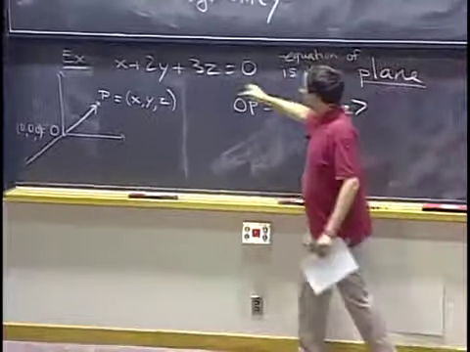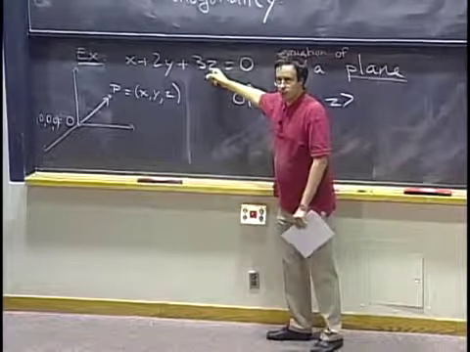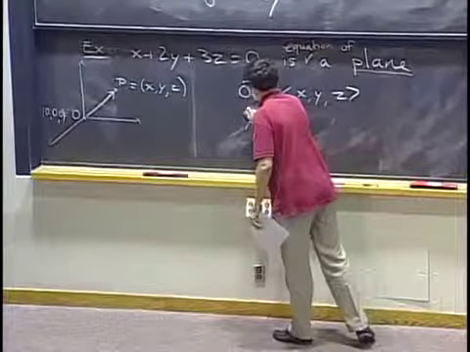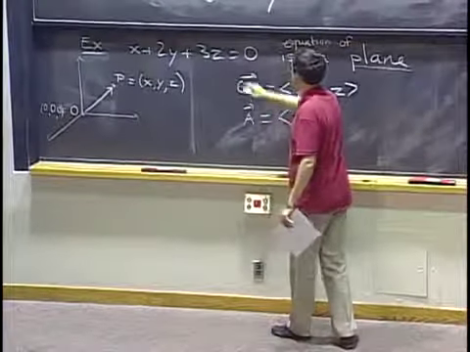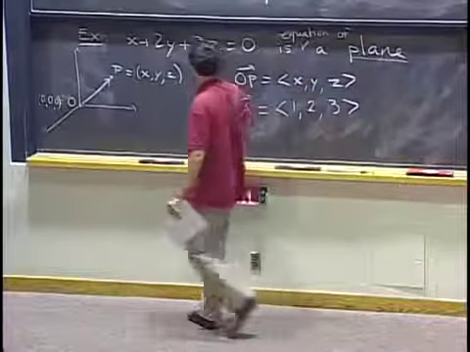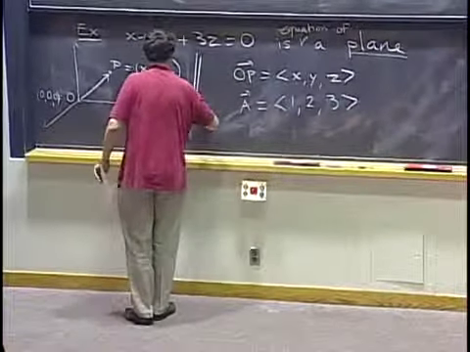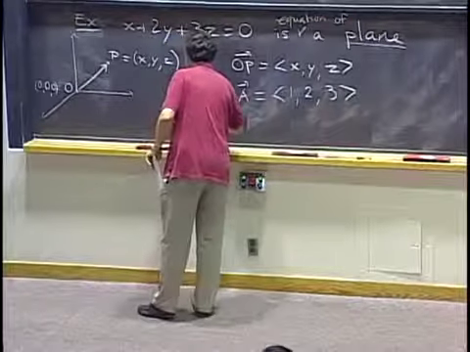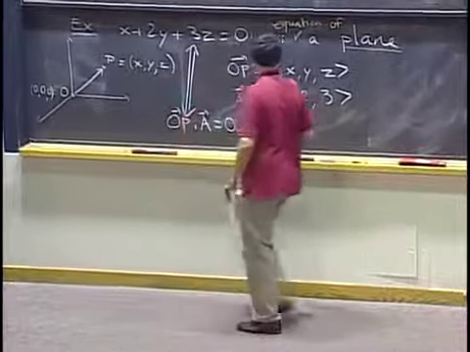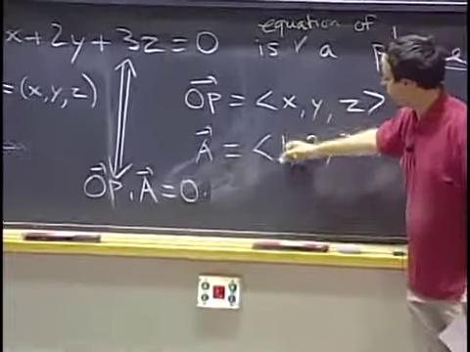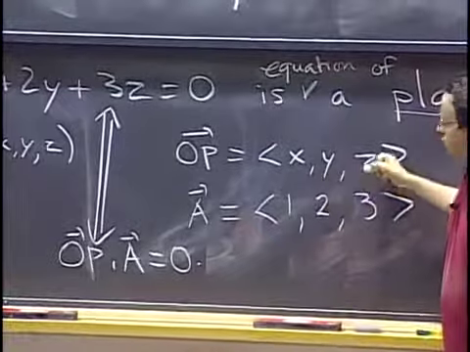Now, we can think of this as actually a dot product between OP and a mysterious vector that won't remain mysterious for very long, namely the vector 1, 2, 3. Okay, so this condition is the same as OP dot A equals 0. Right? If I take the dot product OP dot A, I get x times 1 plus y times 2 plus z times 3.